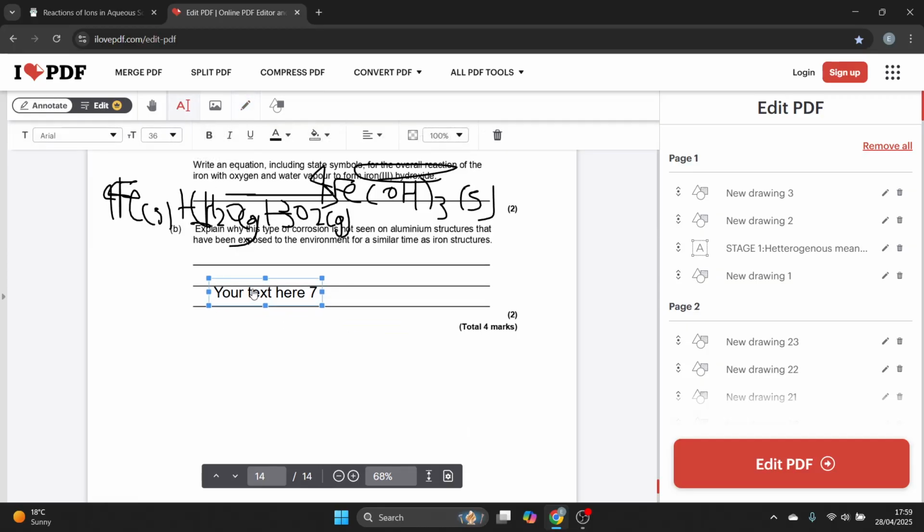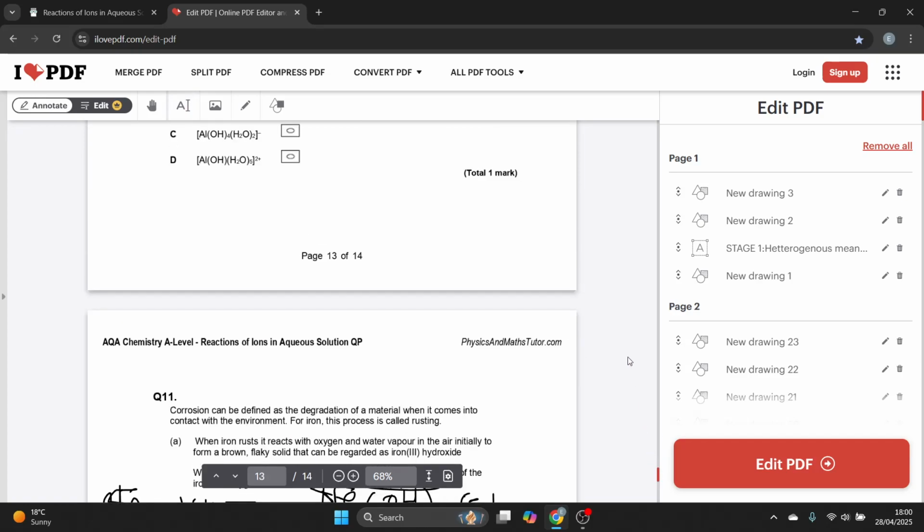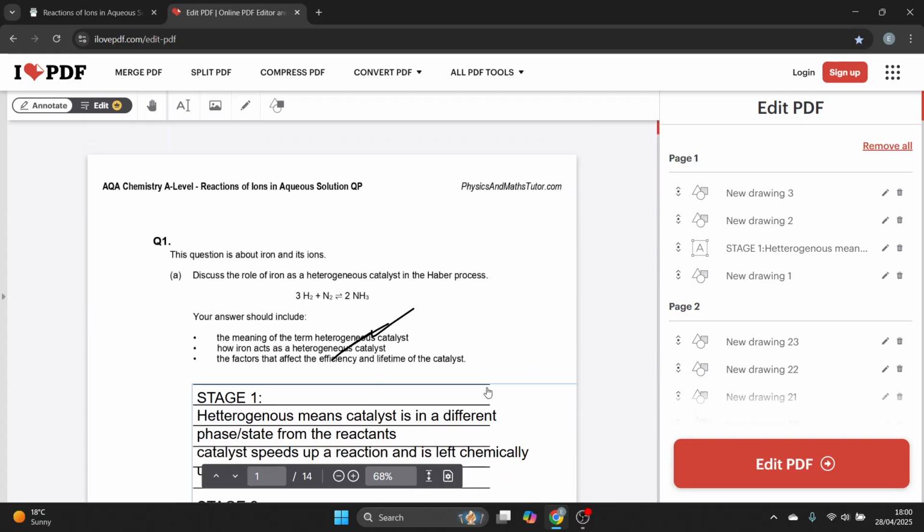See how this type of corrosion is not seen in aluminium that has been in the same environment for the same time. Well, aluminium metal forms an oxide coat, and the coat prevents further reaction. And that is the reactions of ions in aqueous solutions question paper. Now, a bunch of equations you have to memorize, yes, but these next couple of days I will be going through them.